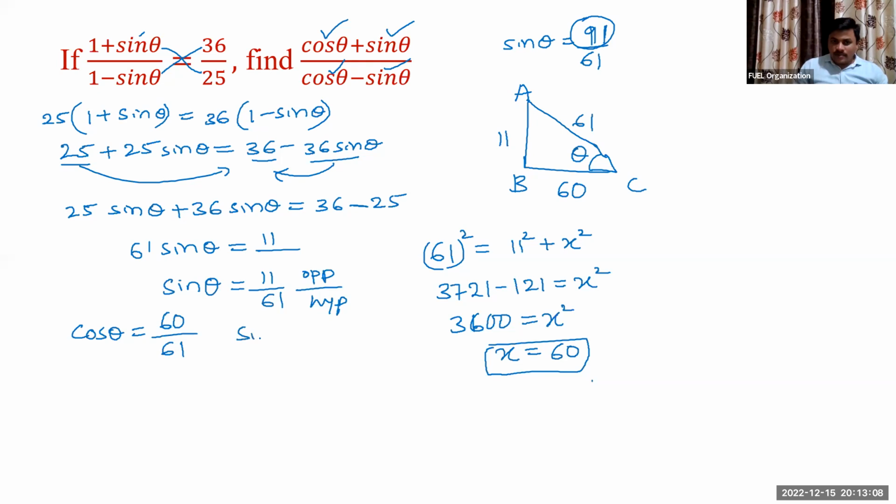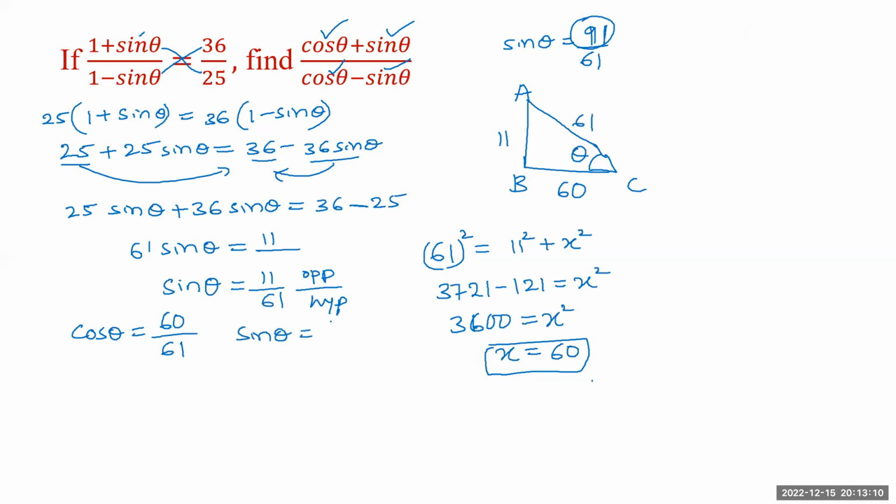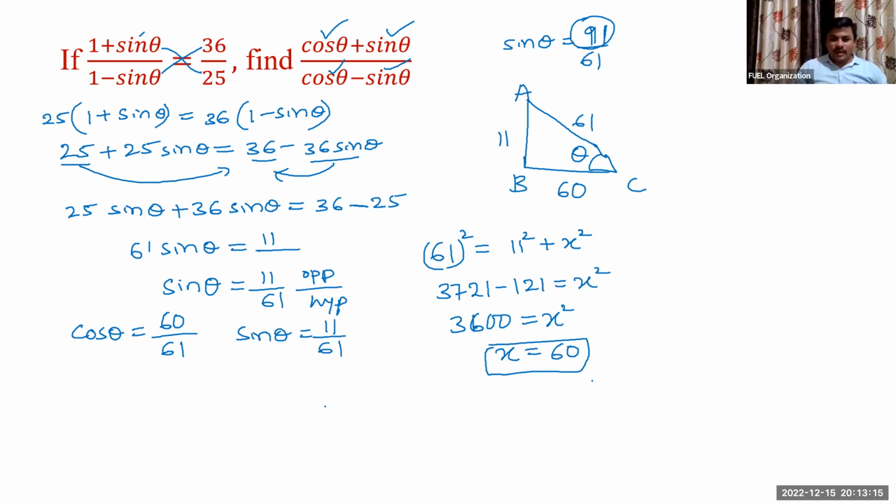And what about sine theta? 11 by 60, right? So any doubt, children, in this? Now just simplification is needed. That much if you do, you will get the answer. Do you have any doubts?